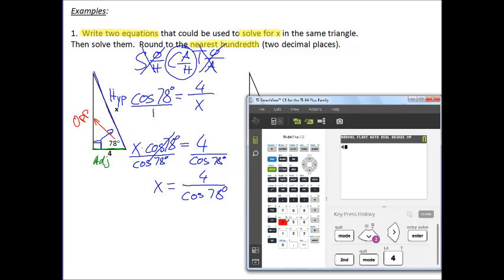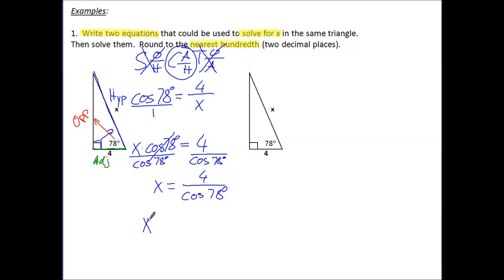So, 4 divided by the cosine of 78 degrees, close parentheses, is equal to, and we get a decimal, and we were supposed to round that to the nearest hundredth. Rounding means it's an approximate answer, and the approximate answer is x is approximately 19.24, and this is a side length, so no degrees. This is the approximate length of our hypotenuse.